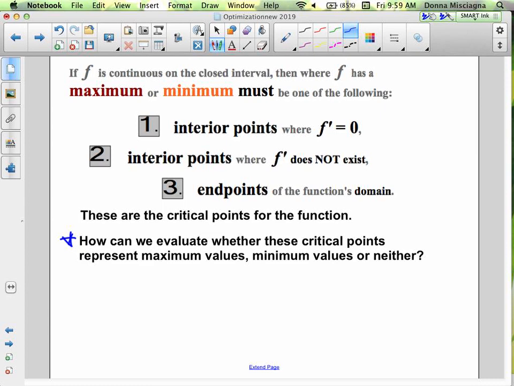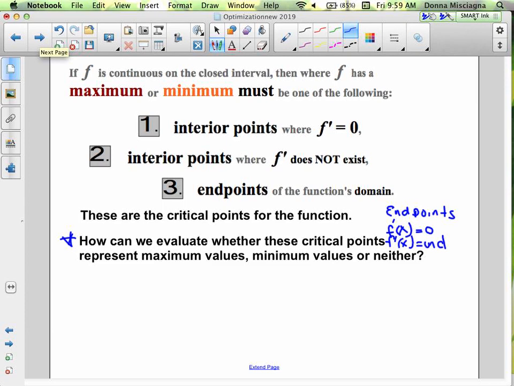Right? So in your notes, how can we evaluate where these critical points are? And next to critical points, put f prime of x equals 0. F prime of x is undefined. Right? The endpoints. Those are going to be our critical points. How can they represent maximum values, minimum values, or neither?